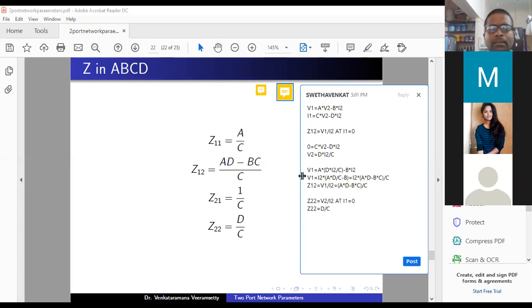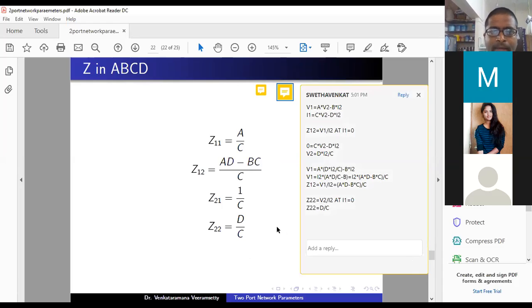So try to remember, try to understand the derivation. It is all the same simple procedure, so you can easily derive all the expressions. At the same time, try to remember these equations, because if the problem comes in the examinations and you start from the derivation, it takes more time. If you are able to remember these equations, just directly use them, put the values of A, B, C, D, and finally get the values of Z11, Z12, Z21, and Z22. So this is the procedure, and this is how we represent the Z parameters in terms of the ABCD parameters. Right? I hope you understand.